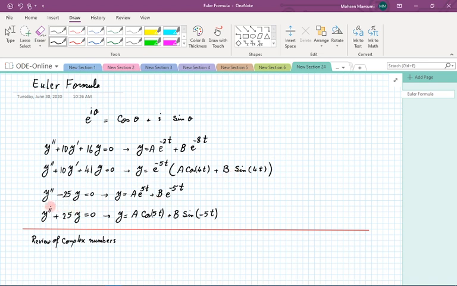Let's make the problem even simpler. If I have y double prime minus 25y, my solutions are exponential of 5t and minus 5t. If it is plus 25, it is sine and cosine of 5t. Let me make a correction. It's not incorrect, but let me just make it look better.